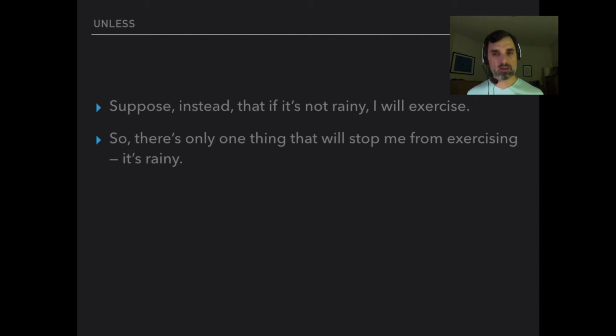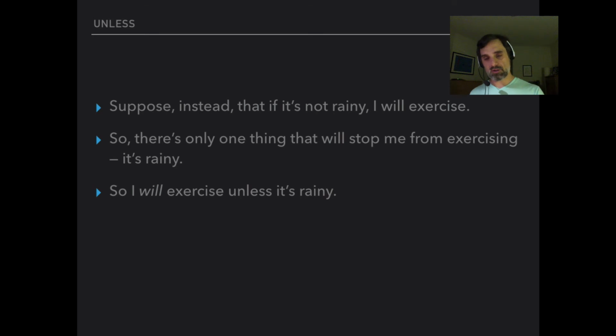Well, that means there's basically only one thing that will stop me from exercising. If it's rainy, you got me, I'm not going to exercise. But if it's not rainy, then I'm out there, I'm exercising. And that means that unless it is rainy, I'm exercising. That is, I will exercise unless it's rainy. So we can go in both directions.